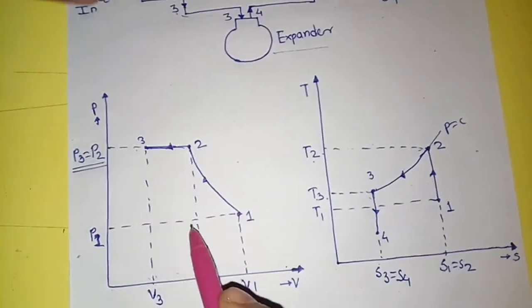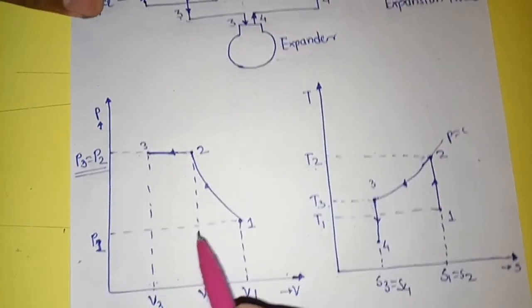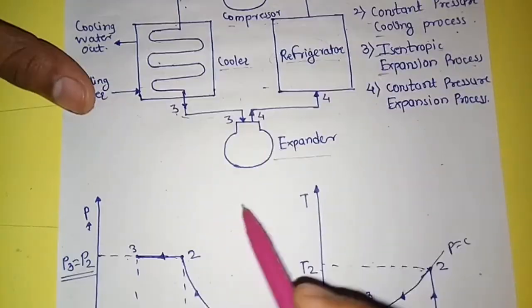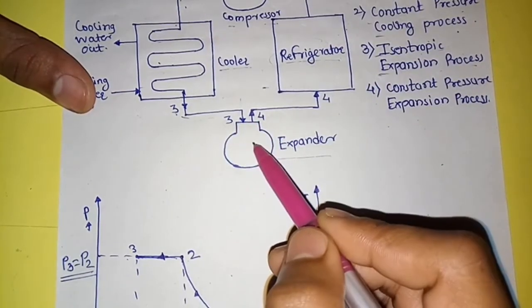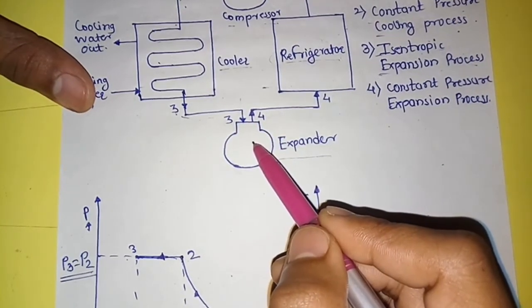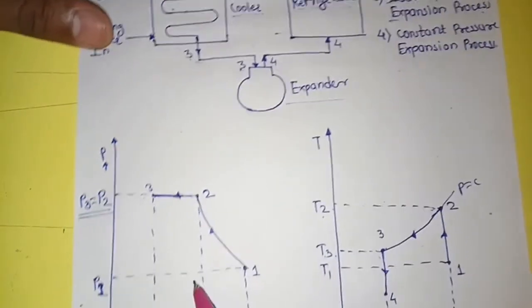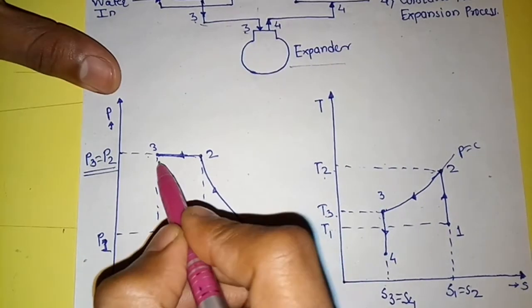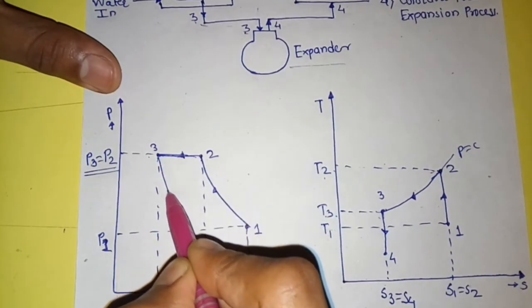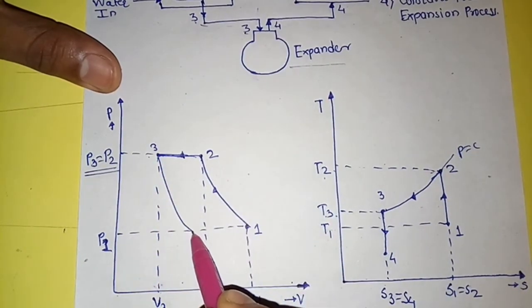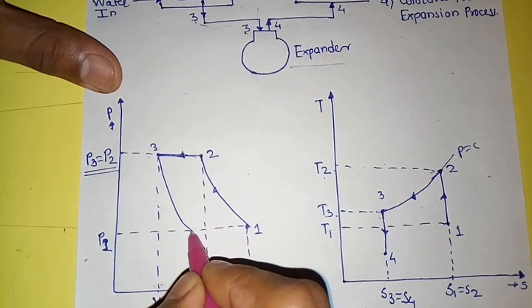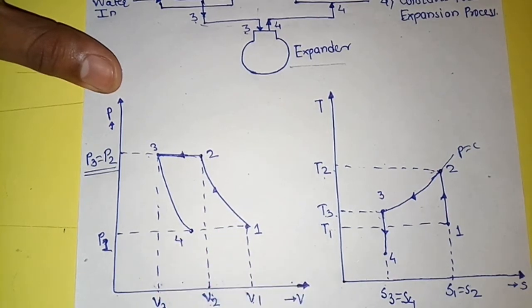And similarly, in the PV diagram, as air expands in the expander, the pressure of the air decreases but the volume of the air increases from point 3 to 4. So plot this process on the PV diagram. Draw the isentropic line up to point 4. This is point 4.